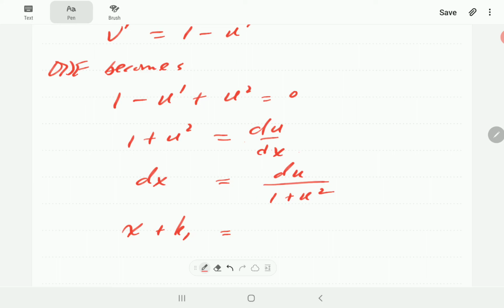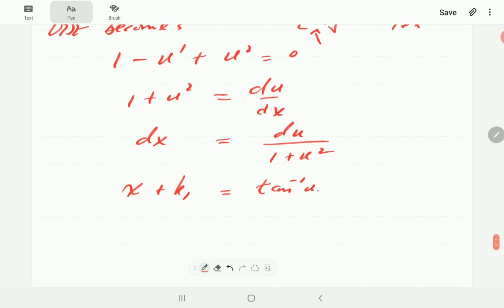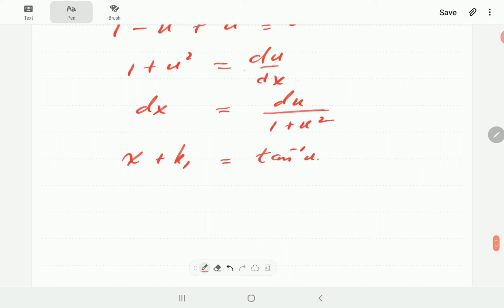This one, what differentiates to give 1 over 1 plus u squared? The answer is inverse tan. So this is going to be inverse tan of u. Now if we take tan on both sides, then we can make u the subject of the formula. So u is tan of x plus k1.